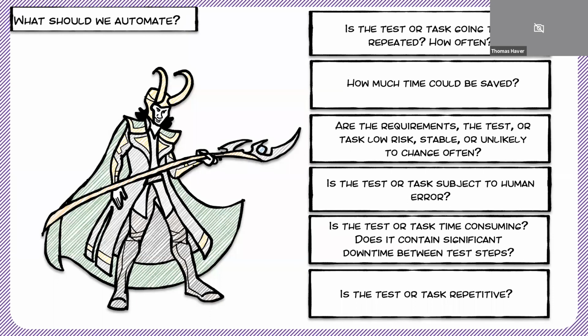Is it subject to human error? Is it time consuming? Is it repetitive? So you want to try to find tests that are on the critical path. You want to find tests that are going to be reused, and tests that are going to actually provide value running weeks, months, and years from now.